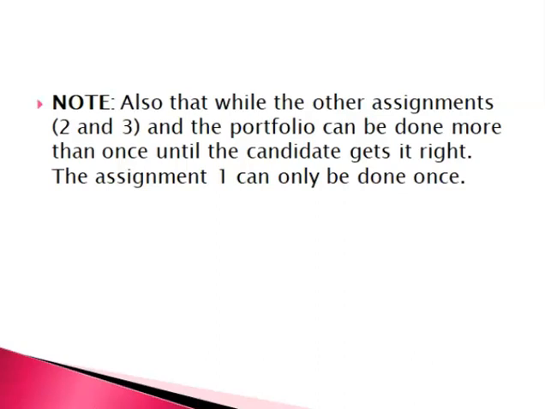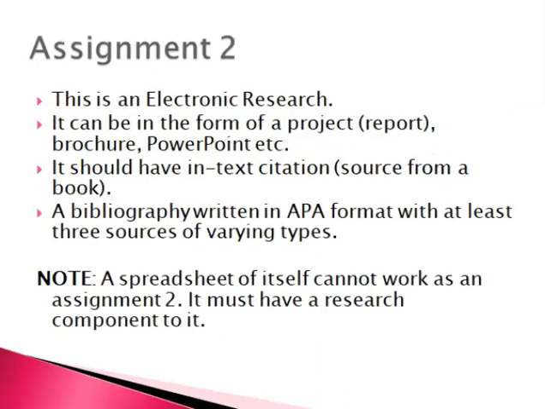Now we will take a look at the requirement for assignment 2. Now assignment 2 is an electronic research. It can be in the form of a project, which is a report, right? A brochure, a PowerPoint, etc. It should, however, and please bear this in mind, have something known as in-text citation, where the source from a book is quoted within the document. Also, you need to ensure that it has a bibliography, and that bibliography is written in the APA format, right? With at least 3 sources of varying types.